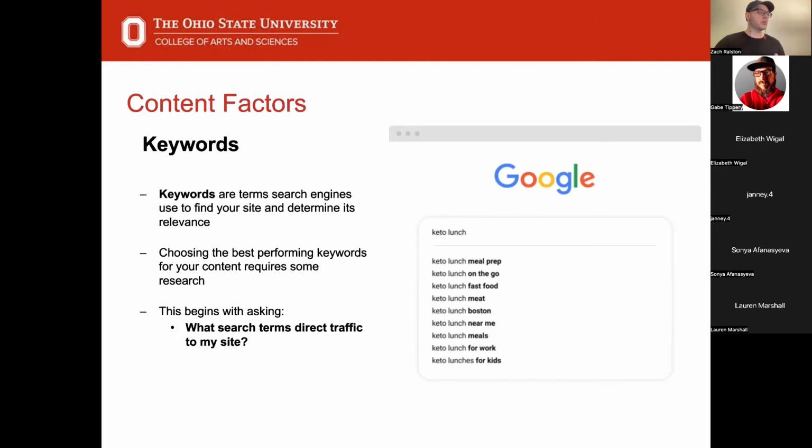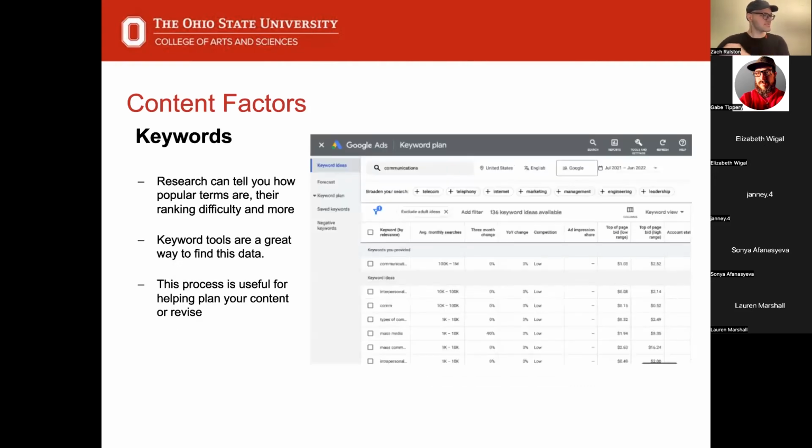It's also looking for the best performing keywords. When you're creating content in regards to SEO, you want to do a little bit of research beforehand on the terms you're using, just to see how well they're performing. That can help inform the planning stages of what your content's going to look like. So this begins with asking yourself, what search terms are directing traffic to my website? Once you figure that out through your analytics reports, you can contact us directly and we can get you a link to your website's report and see what search terms are actually directing people to your website on Google.